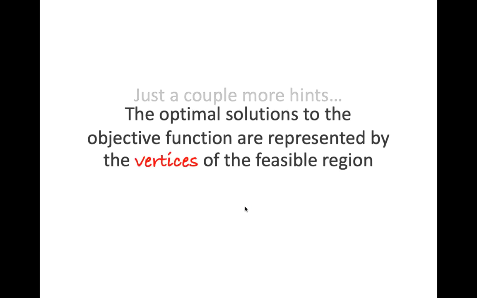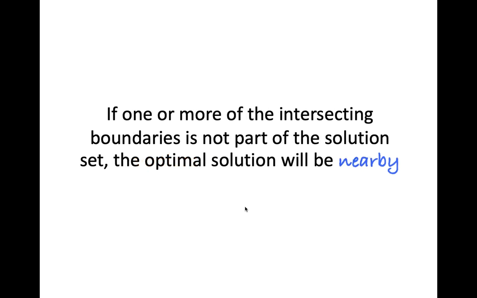Important things to remember. Basically, the best solutions to the objective function are actually represented by the vertices of the feasible region. We'll be doing this a lot when we do our next lesson and try to sort out what our answers actually are. But it turns out the vertices are your best. And if for some reason your actual vertex is not in your solution because of some of the constraints on it, your answers will be nearby.